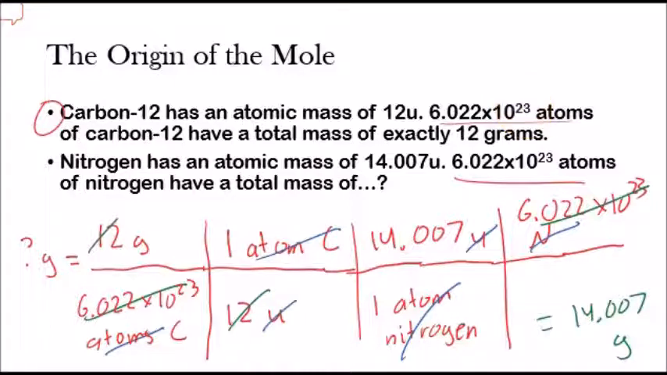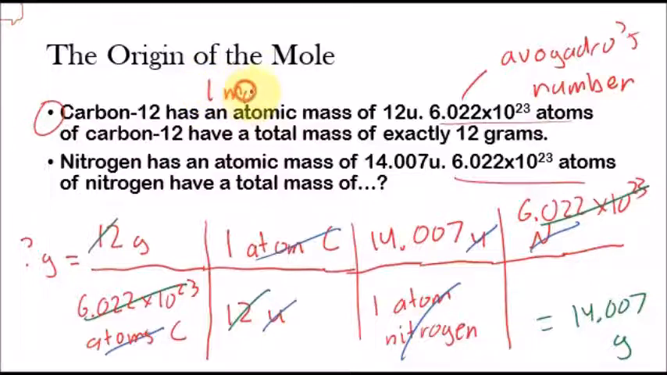Okay, so this interesting number that I keep saying, 6.022 times 10 to the 23rd, is called Avogadro's number. And when we say 1 mole of a substance, we're saying 6.022 times 10 to the 23rd. So basically, a simpler way of saying 6.022 times 10 to the 23rd is just saying 1 mole. Okay, let me write that down. 1 mole equals 6.022 times 10 to the 23rd.